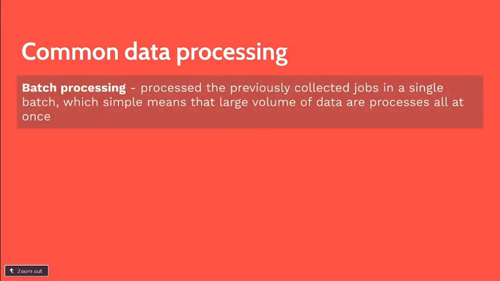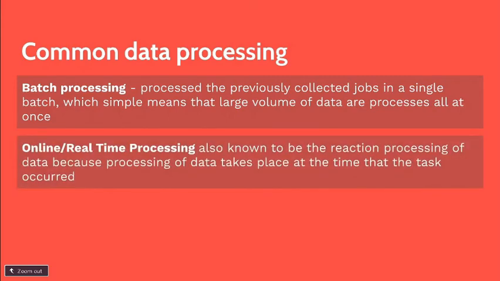The data that are ready for processing can be processed by several modes. However, these two are the most common. The first one is batch processing, which processes the previously collected jobs in a single batch, which simply means that a large volume of data is processed all at once. And the second one is online or real-time processing, also known as reaction processing of data, because processing of data takes place at the time that the task occurred. This guarantees that the reaction of data will be within the tight real-time deadline.